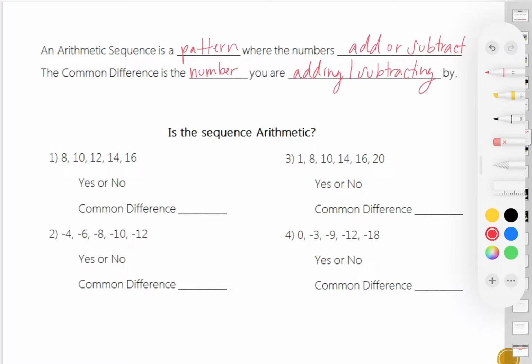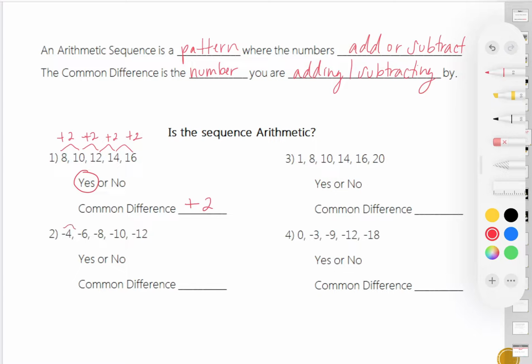Easy. Okay, so for numbers 1 through 4, let's see, is this sequence arithmetic? What that means is, is there a pattern for each of these numbers that's the same? So let's see, from 8 to 10, we add 2. From 10 to 12, we add 2. 12 to 14 plus 2, 14 to 16 plus 2. The answer is yes. The common difference is the number that we are adding or subtracting. So this common difference is 2 because they're adding 2.